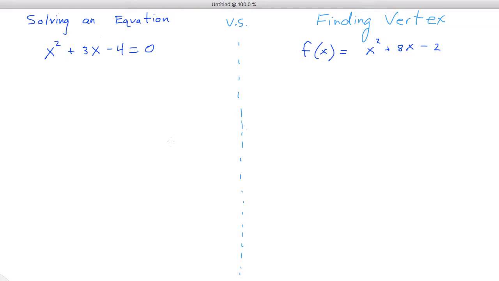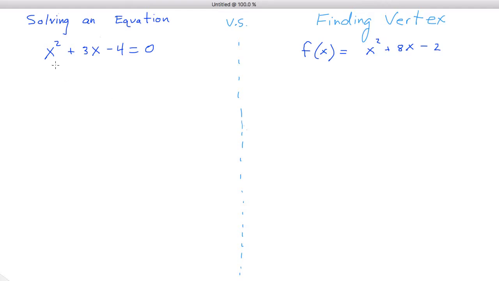Okay, just to clarify a couple of things that I find students often confuse is the difference between solving an equation or maybe even finding zeros of a function versus finding a vertex. They're two very different things. First of all, you solve an equation. It's really the only thing you do to equations is you solve them for x.